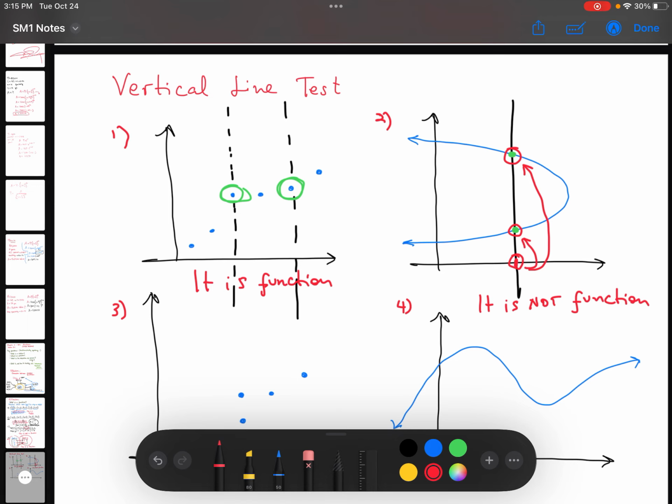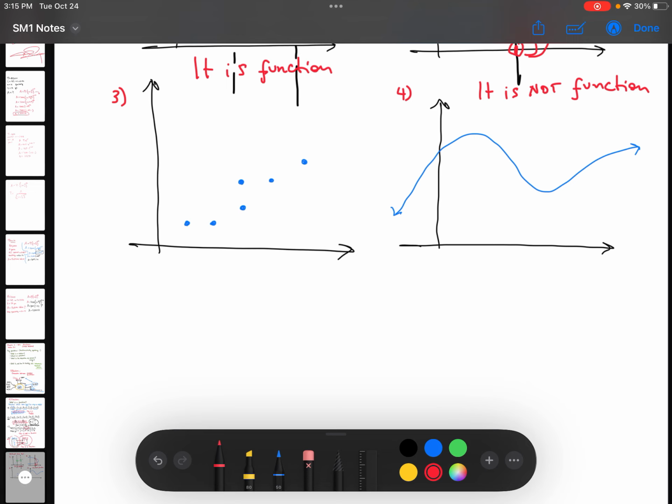Now let's take a look at number 3. In number 3, you have a discrete function or a discrete relation. If I draw a vertical line, you can see that in the first one, okay, there is just one intersecting point. But I want you to notice this. Can you see that in this second vertical line I just drew, we have 1 and 2 points intercepted by the line? Then our conclusion is that in number 3, it is not a function.